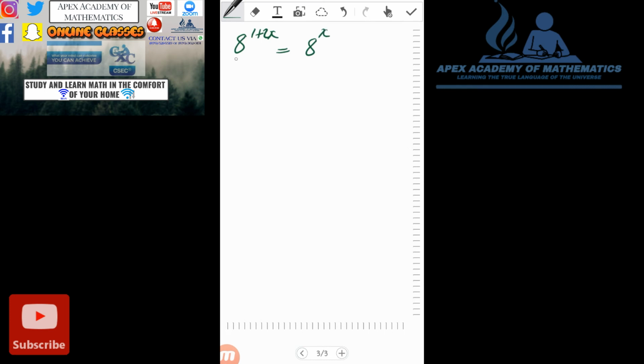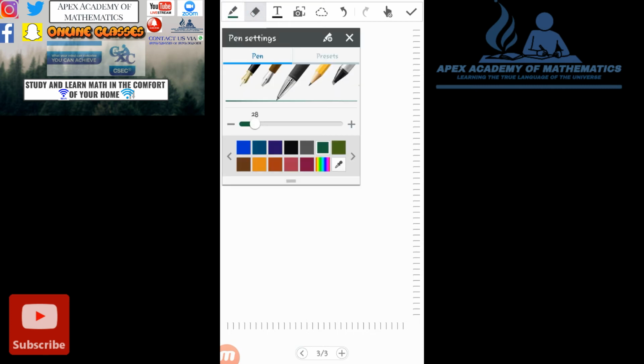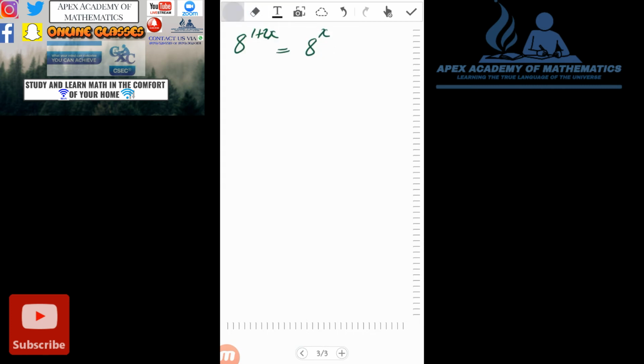Now that the bases are the same, we have the equal base property. We have base 8 on both sides, so we're just going to equate the powers. So that's 1 plus 2x is equal to x.